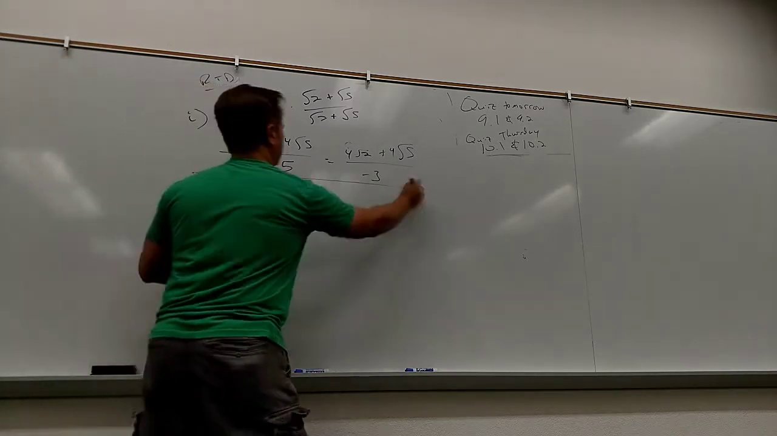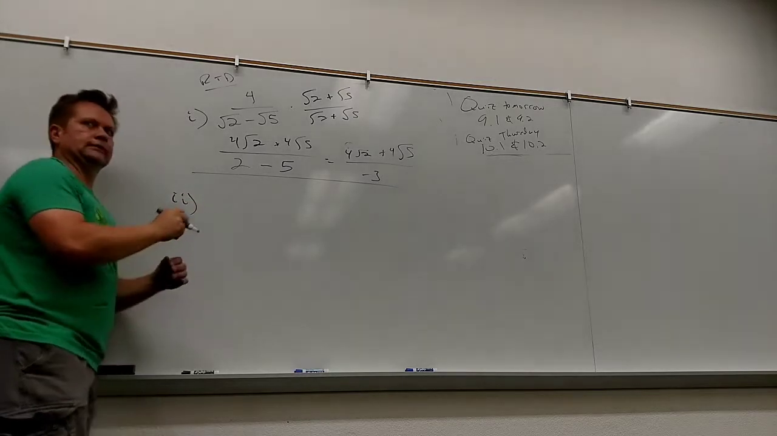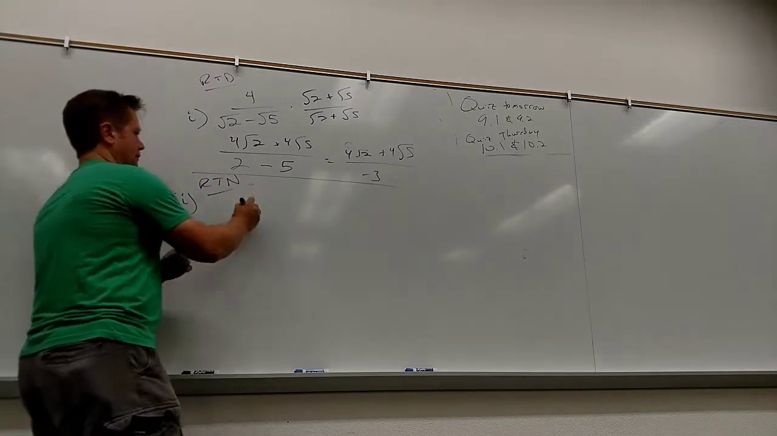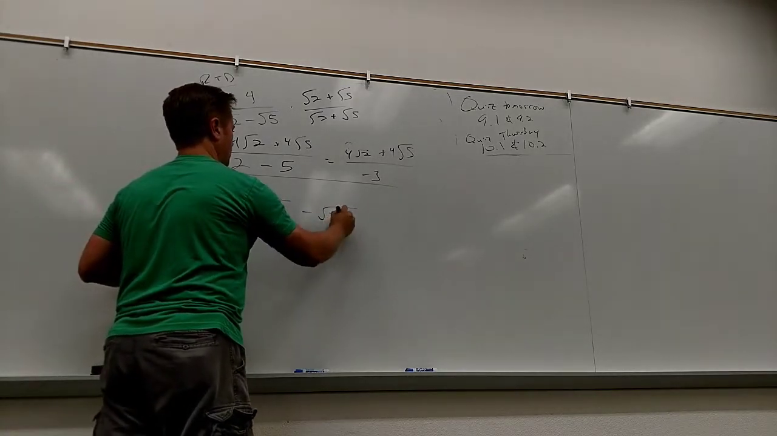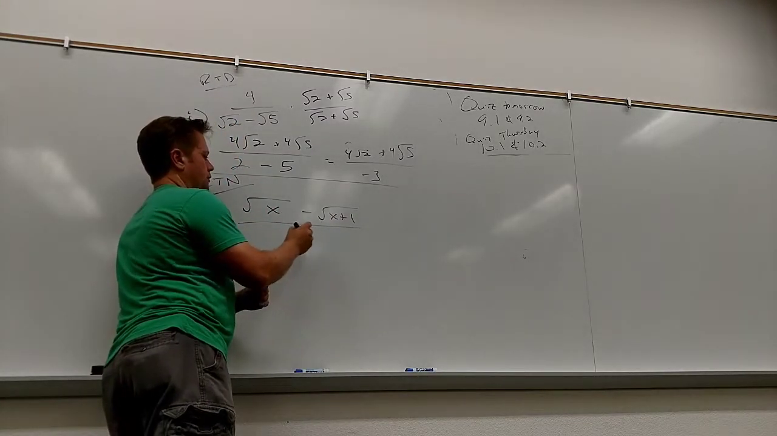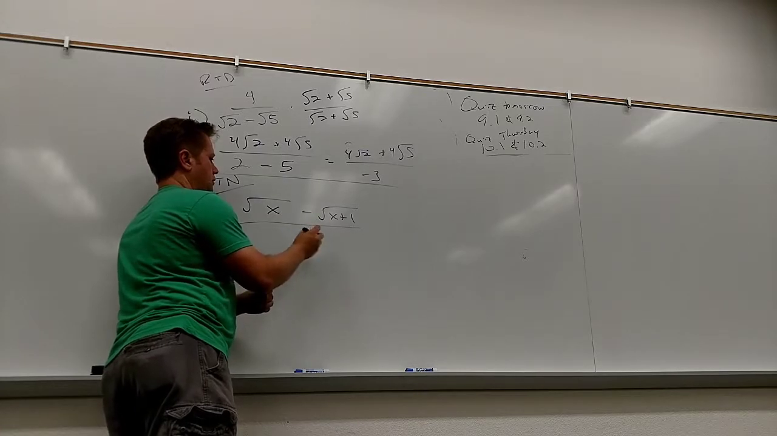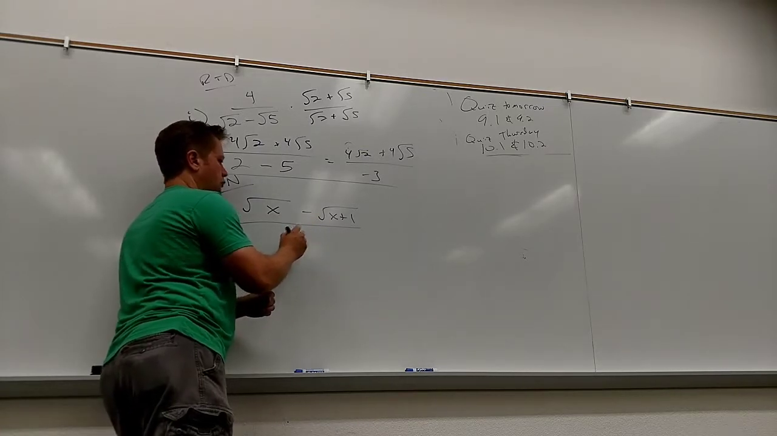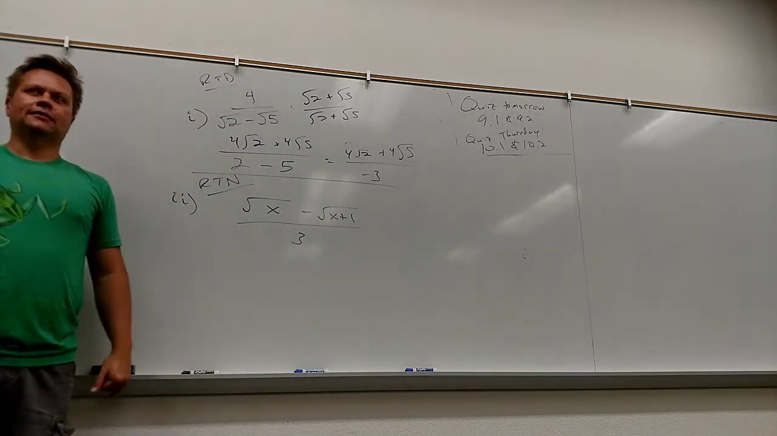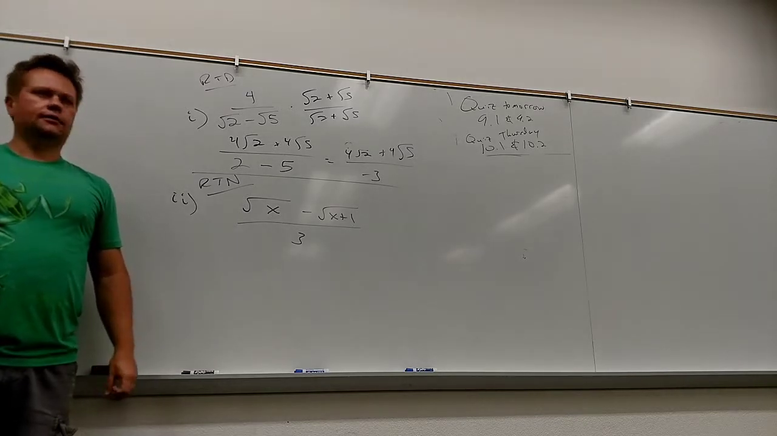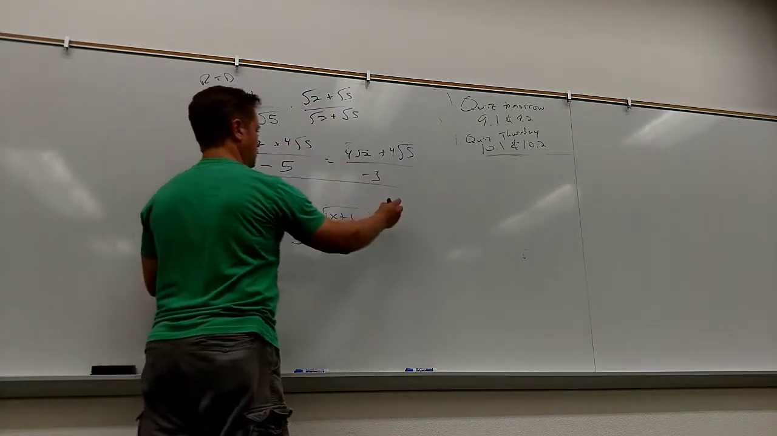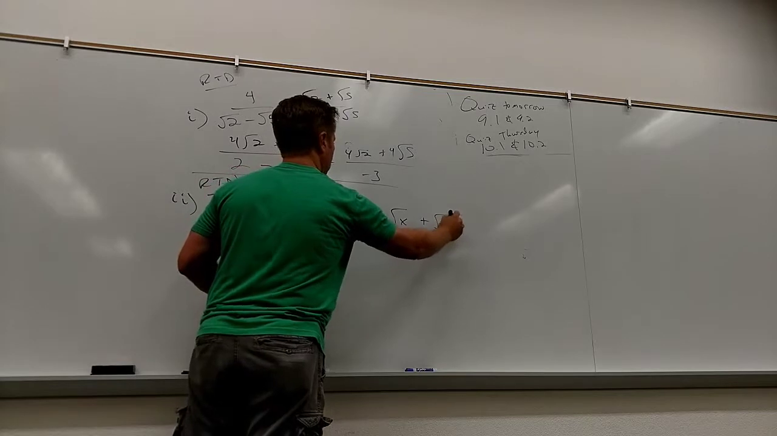Let's see if you guys can handle this. So I'll rationalize the numerator. All over 3. The square root of x plus square root of x plus 1. So this idea of conjugate, you multiply it by square root of x plus square root of x plus 1. Top and bottom.